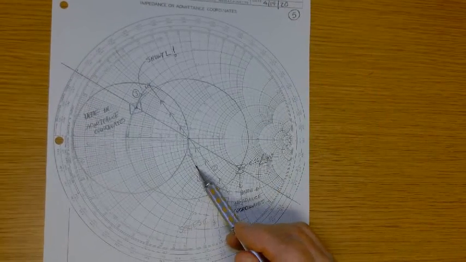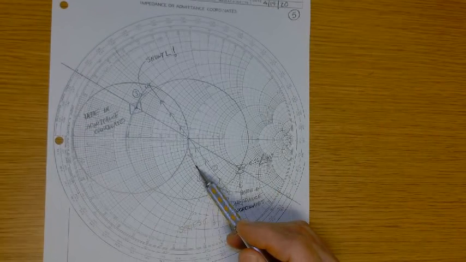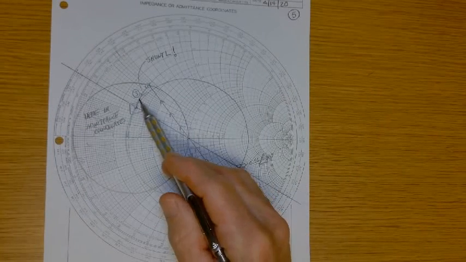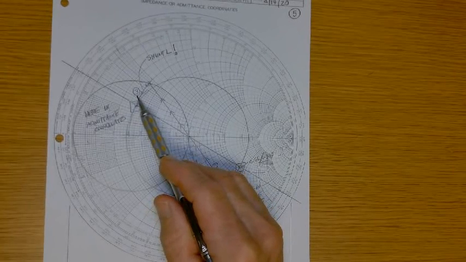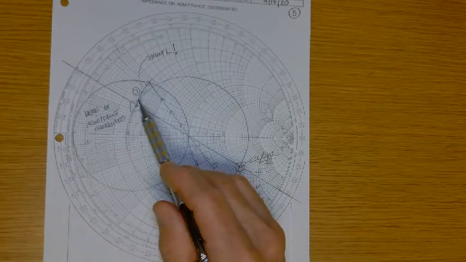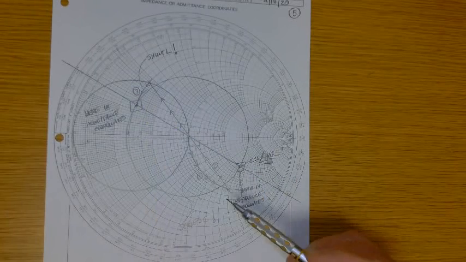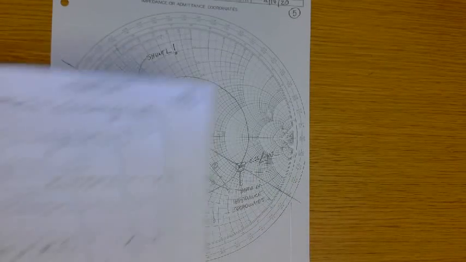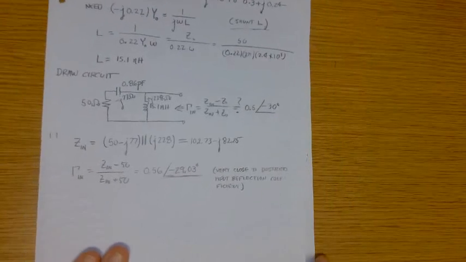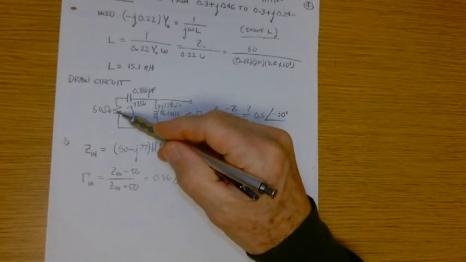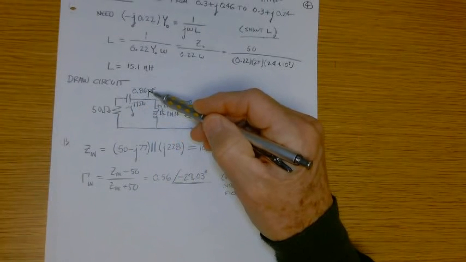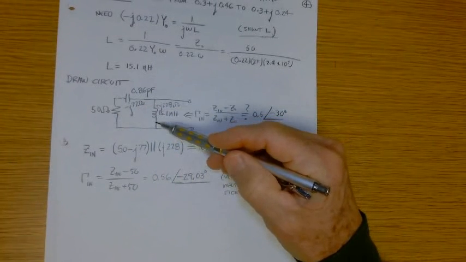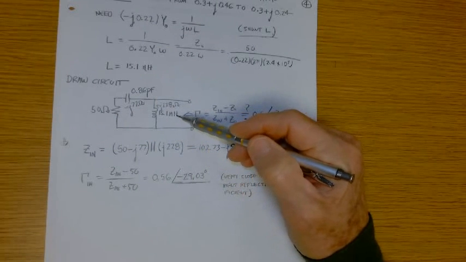So this is a series C and shunt L. Series because I'm in impedance coordinates, shunt because I'm in admittance coordinates. Okay, so then we've got our design. Here's our 50 ohm load. We lead off with a 0.86 picofarad capacitor, and then we follow with a shunt 15.1 nanohenry inductor.